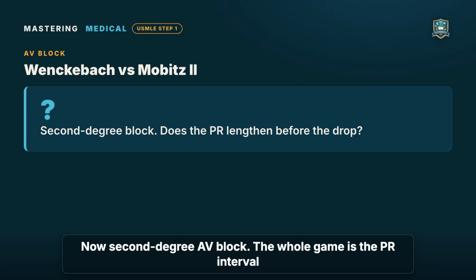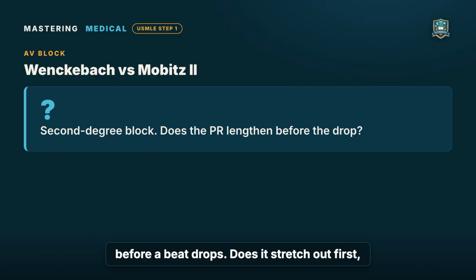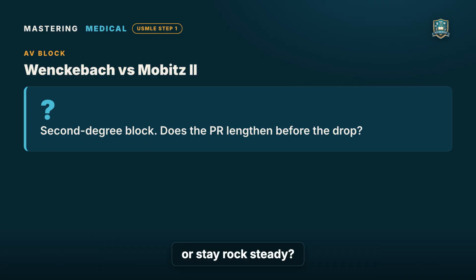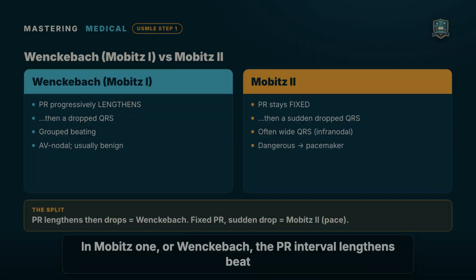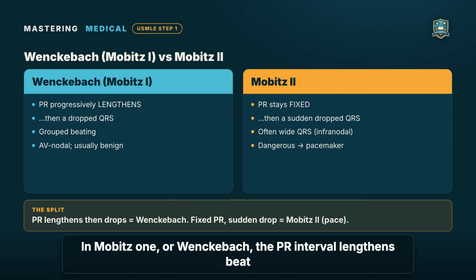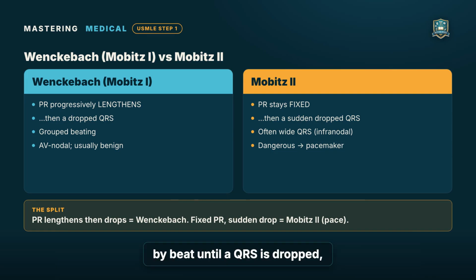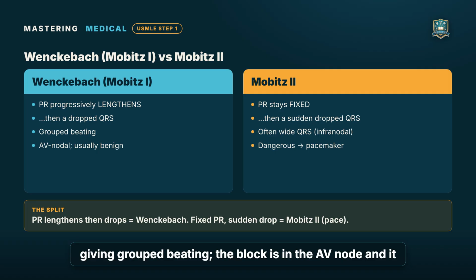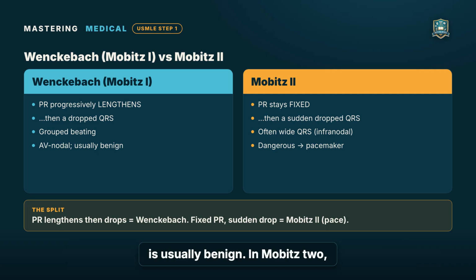Now second degree AV block. The whole game is the PR interval before a beat drops. Does it stretch out first or stay rock steady? In Mobitz I or Wenckebach, the PR interval lengthens beat by beat until a QRS is dropped, giving grouped beating. The block is in the AV node and it is usually benign.